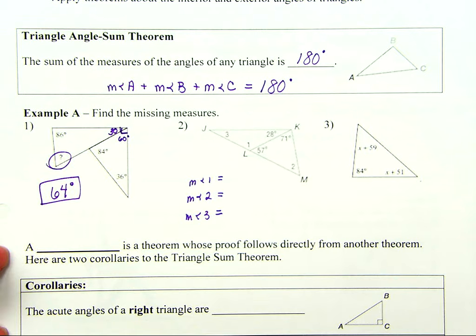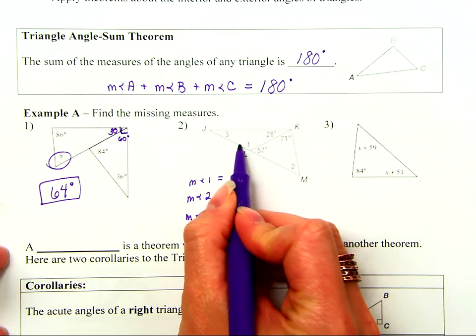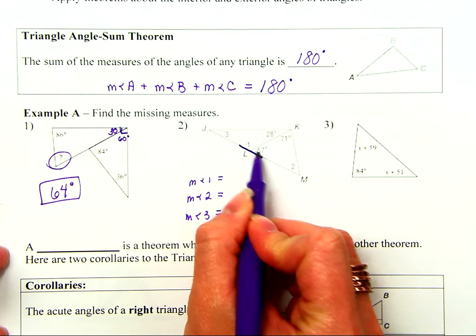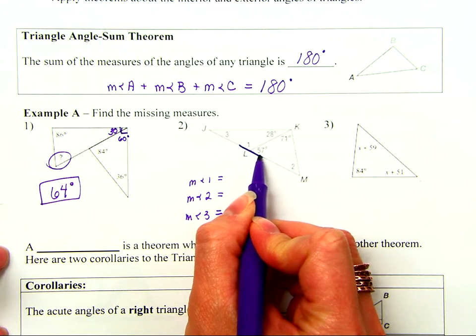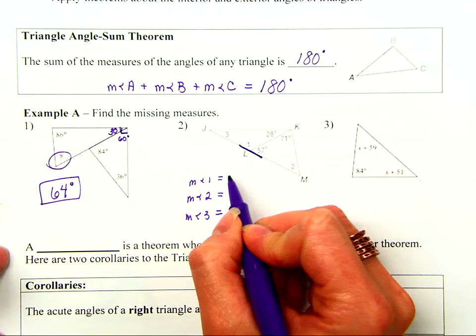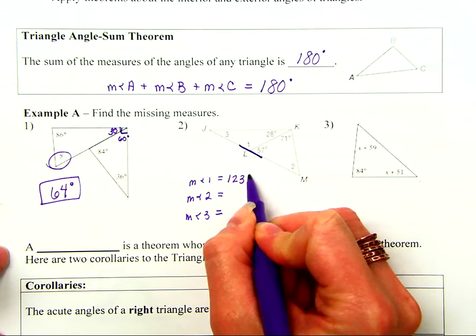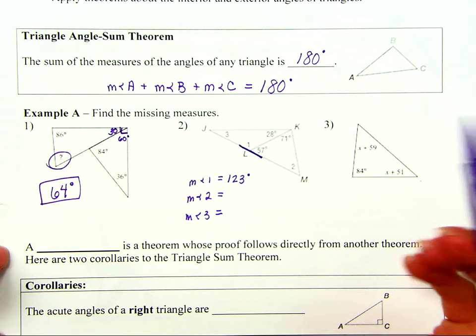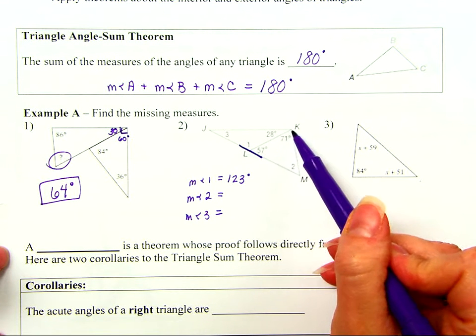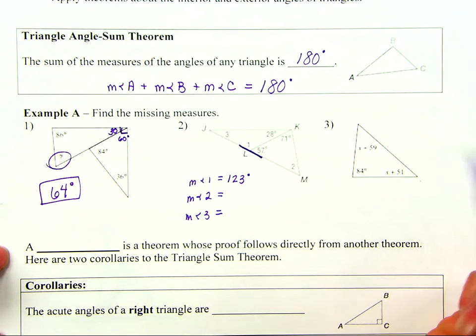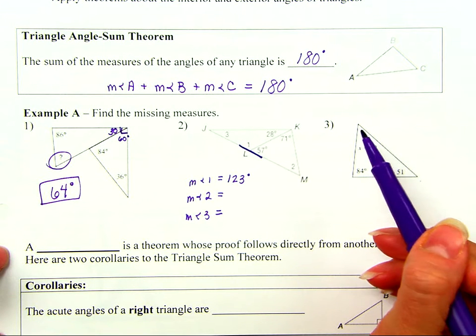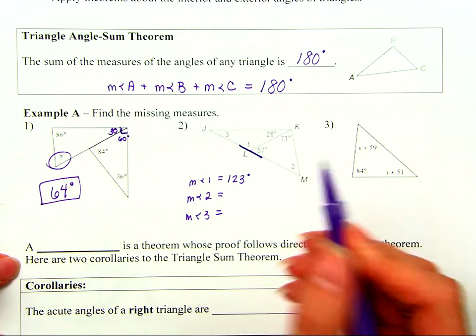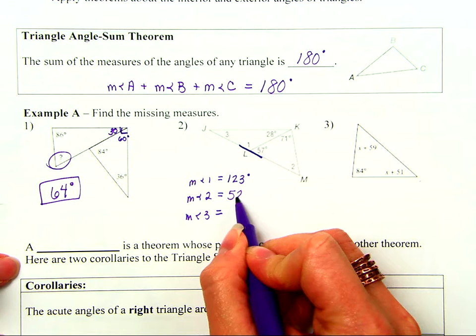So as I look at angle 1, I do see that I have a linear pair right here. So 180 minus 57 would tell me that angle number 1 would have to add up to 123 degrees. As I look at angle number 2, I see that I can use this smaller triangle on my left, subtract from 180, and I would find out that angle 2 would be 52 degrees.